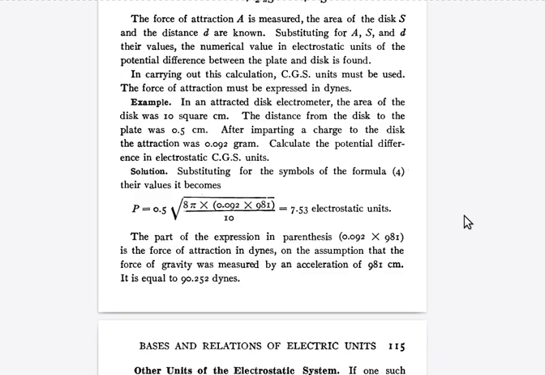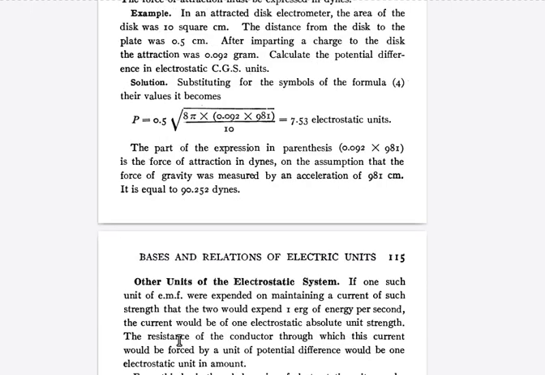Solution. Substituting for the symbols of the formula, that is, equation 4, their values, it becomes P equals 0.5 times the square root of 8 pi times the product of 0.092 times 981 divided by 10, equals 7.53 electrostatic units. The part of the expression in parentheses, 0.092 times 981, is the force of attraction in dynes, on the assumption that the force of gravity was measured by an acceleration of 981 centimeters per second squared. It is equal to 90.252 dynes.